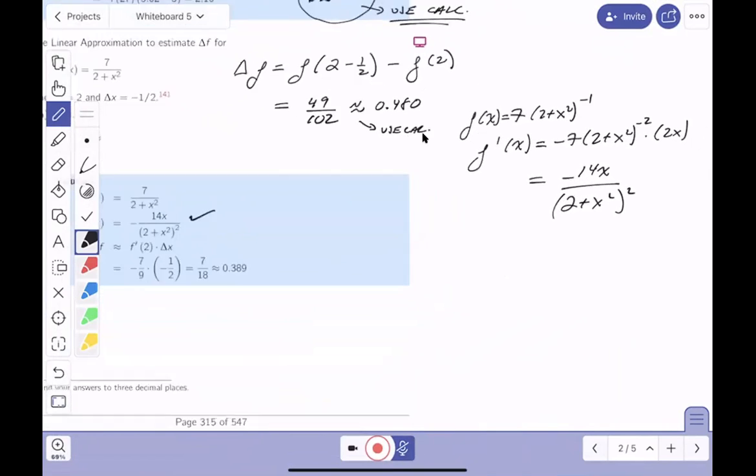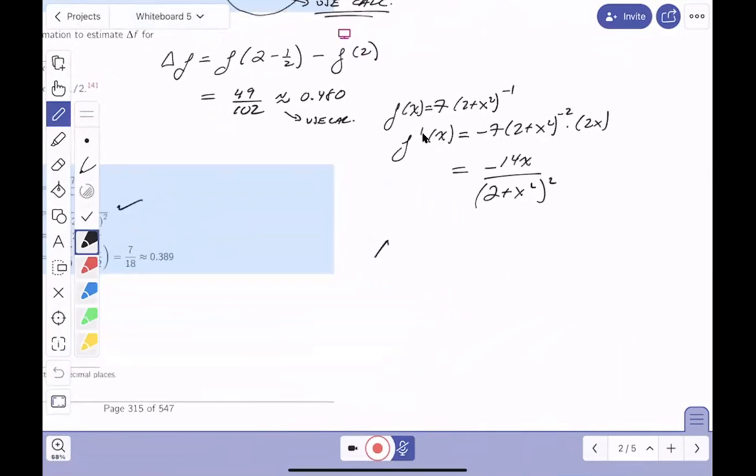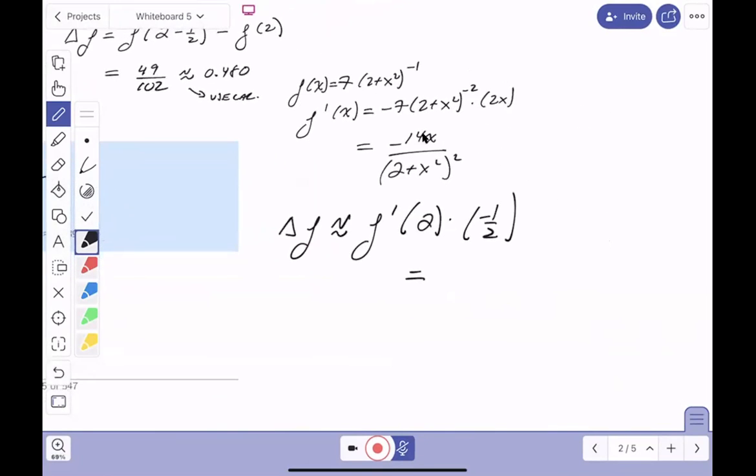Now, what do they do? Approximate. Let me put this over here. So what's delta F going to be? It's approximately equal to F prime evaluated at the A, which is 2, times the delta X, which is actually minus 1/2. All right, let's do that. I'm going to do that F prime at 2 now. That's going to be minus 28. And I'm about to put a 2 in there. I'm doing a derivative, by the way. That would be 36. And that's times minus 1/2.